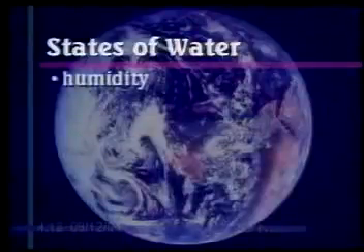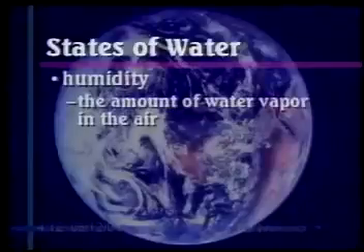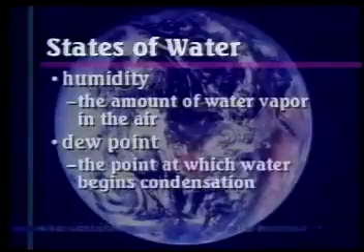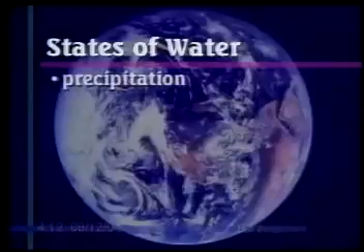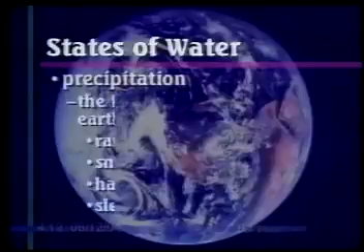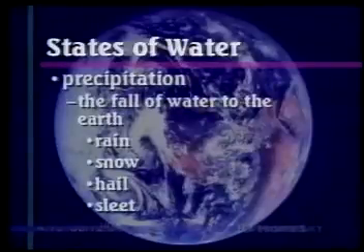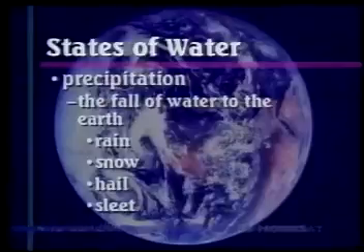Now let's look at some other related terms and see if you recall any of these. Humidity is one that we'll be working with. That's the amount of water vapor in the air. Dew point might be a review. That's the point at which water begins condensation. And then, of course, I'm sure you're familiar with precipitation. That is the fall of water to the earth. And just some examples: rain, snow, hail, and sleet.